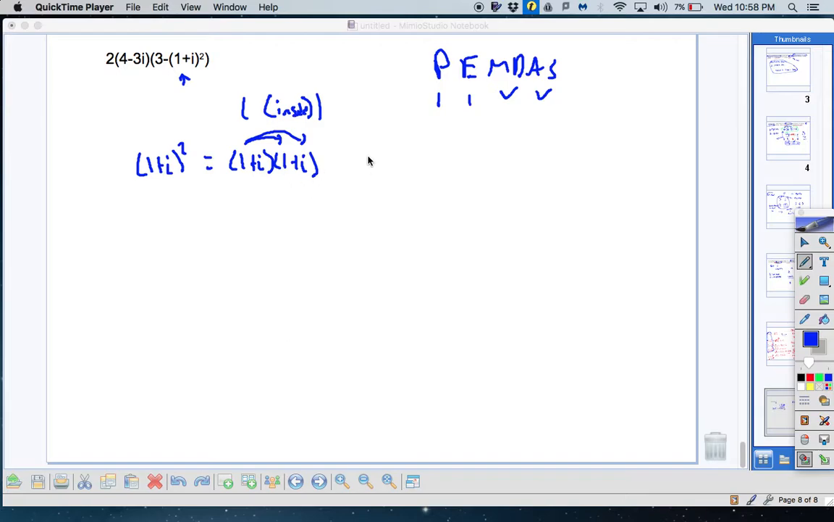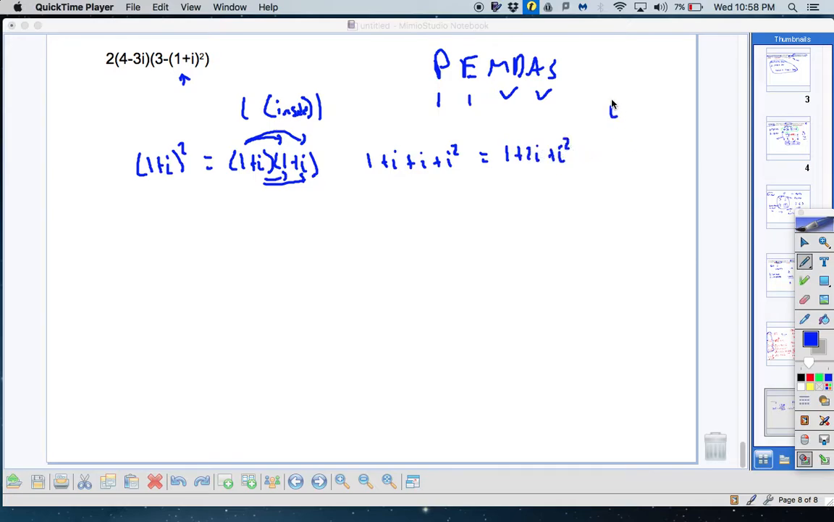And we get 1 times 1 is 1. 1 times i is going to simply be i. And we'll do it again with the i. And we get i times 1, which is another i. And then i times i, which of course is i squared. And that simplifies to 1 plus 2i plus i squared.